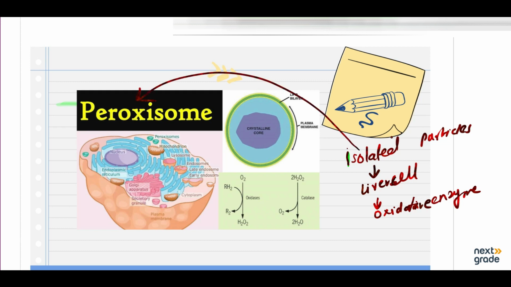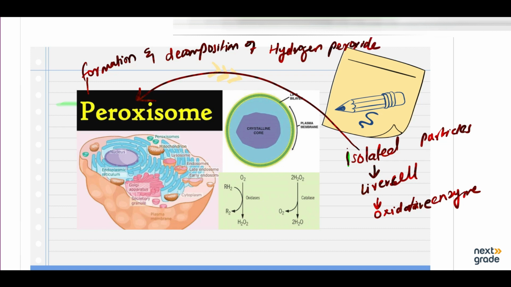Peroxisome, right? Because this organelle is specifically involved in the formation and decomposition of hydrogen peroxide in the cell, right?